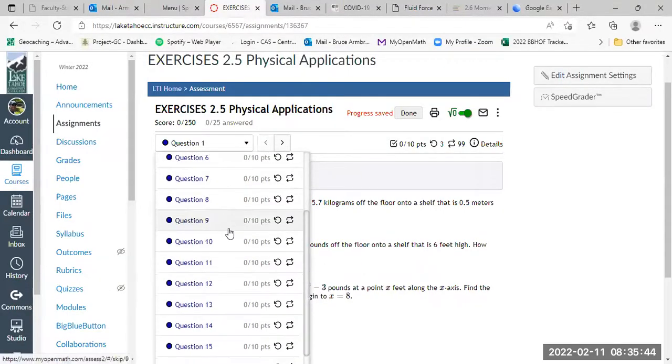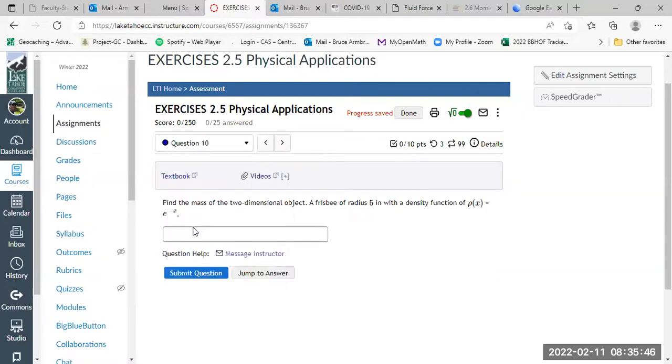Go ahead and switch my screen here. All right, so hopefully we can all see the homework set from 2.5, and we'll jump down to number 10. Okay, so this one says we want to find the mass of a two-dimensional object. It's a frisbee of radius 5 with a density function, rho of x equals e to the minus x. Okay, so frisbee, just a disk.